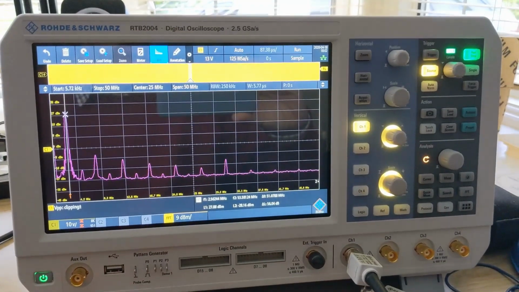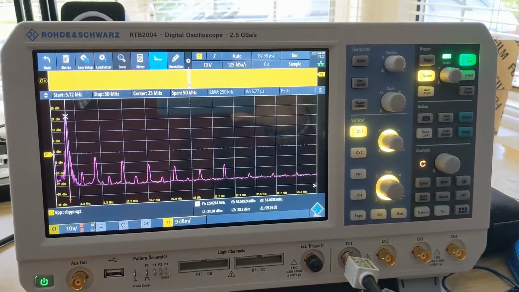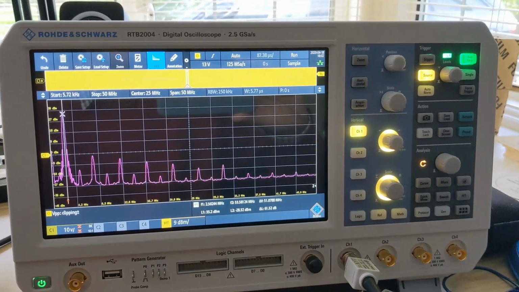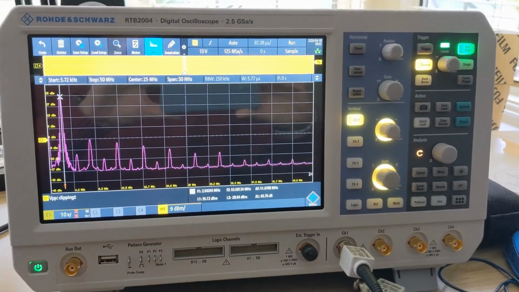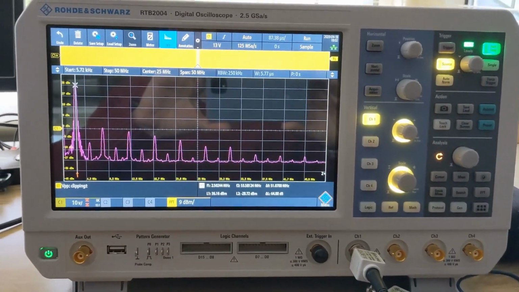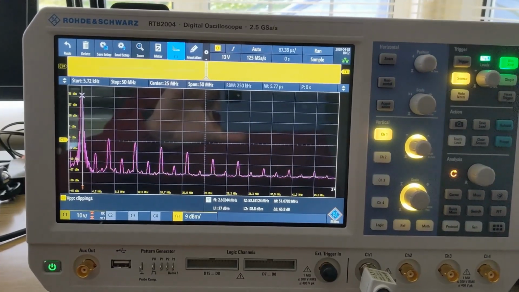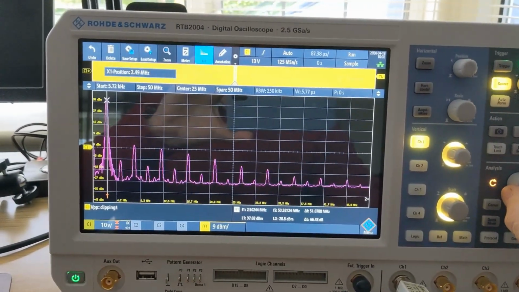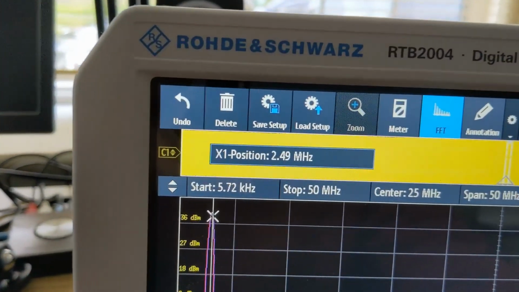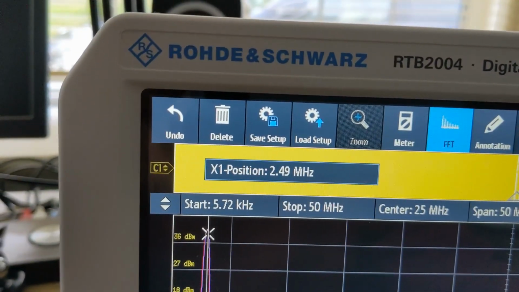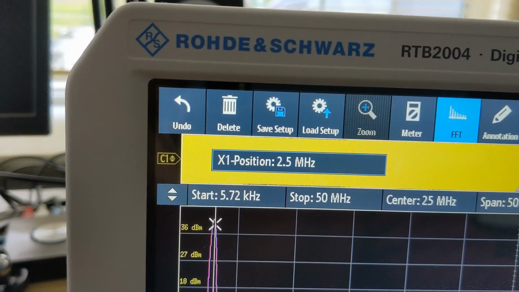So the FFT is averaged across 256 samples to give us a nice steady display. And what you can see is that we get a fundamental and a series of odd and even harmonics, and the basic fundamental is at about 2.5 megahertz.